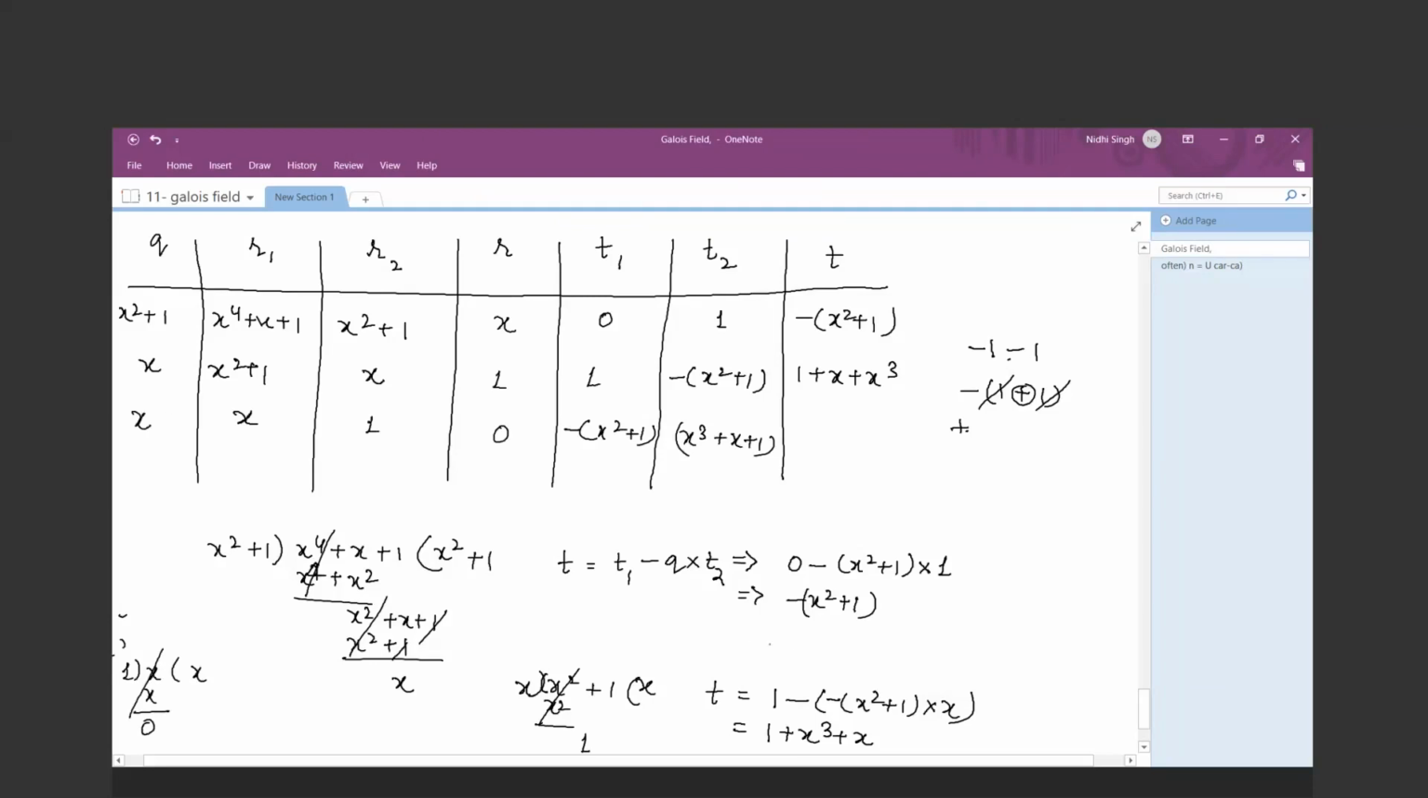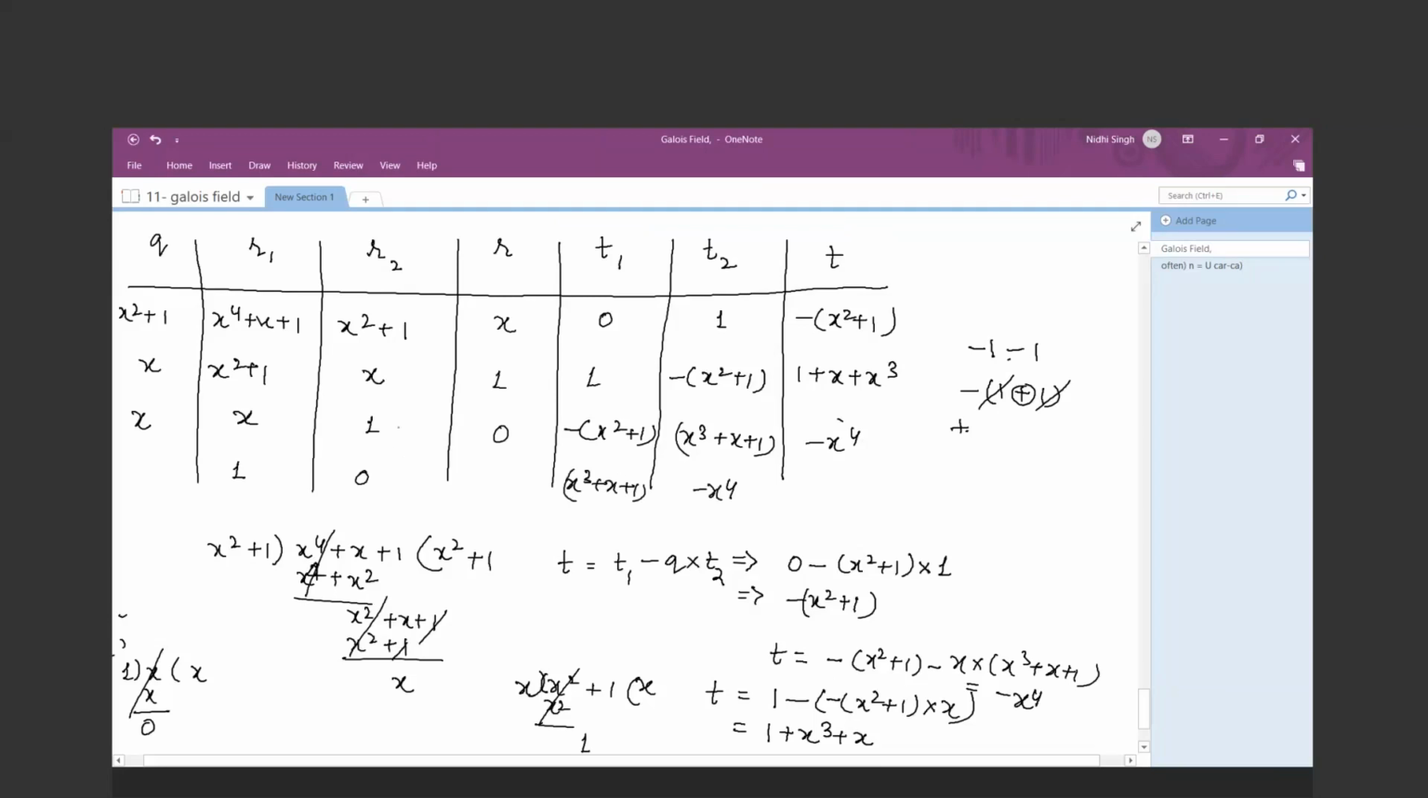What will be the value of t? The value of t will be, calculate कर देती हूँ, t1 minus q into t2. So when you simplify it, it will be calculated as minus x4. Now shifting. So shifting will be 1 and 0, and the t1 will be x cube plus x plus 1, and it will be minus x4.